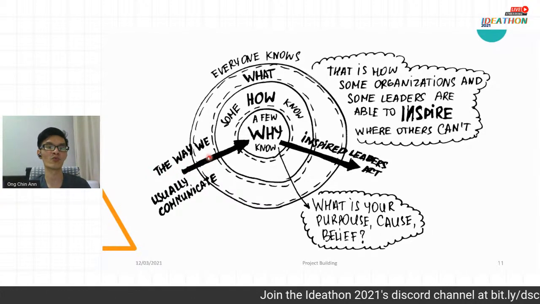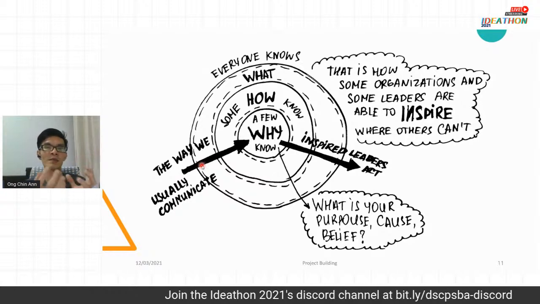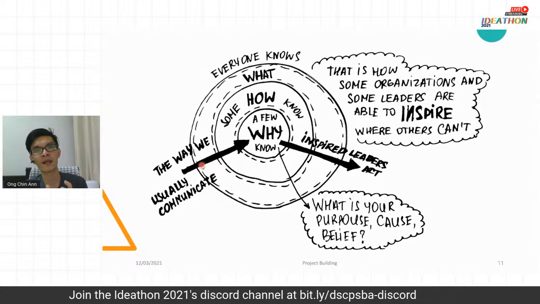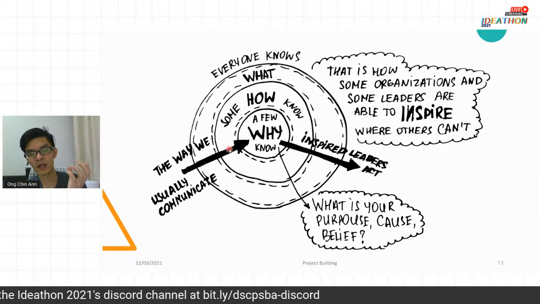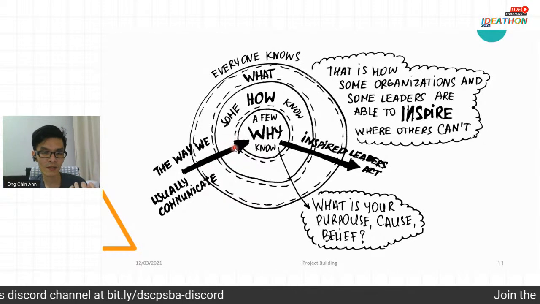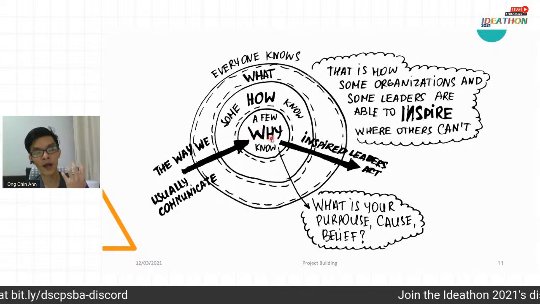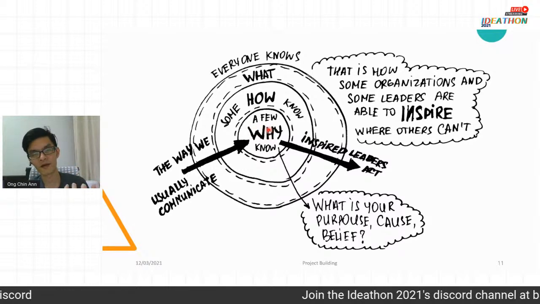So this is the typical way modern organizations create new products. They know what they want to create. Probably they know, okay, this is something that will make good money, but they don't really know how it works, and they obviously don't know why they're doing it, right?